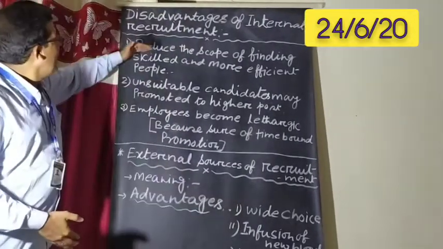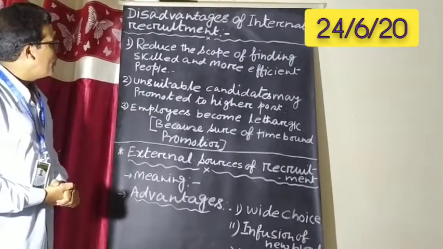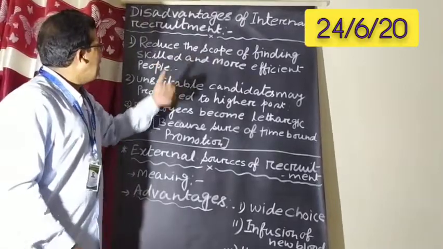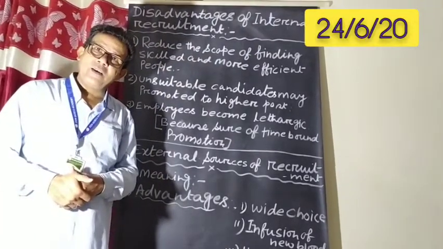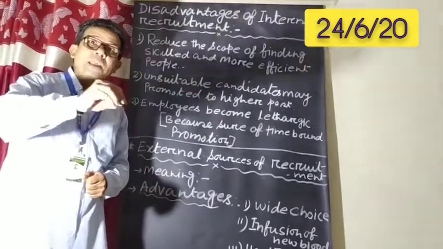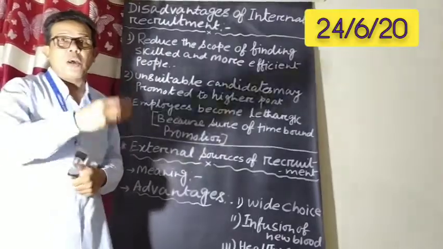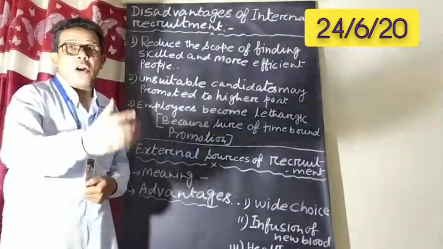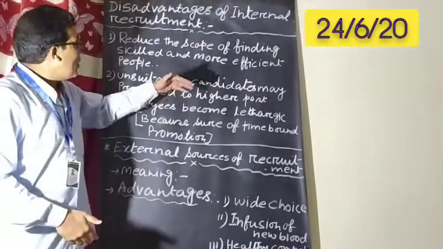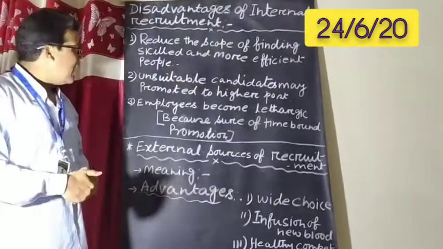So these are the disadvantages or demerits of internal sources of recruitment. Once more, it's very important. First, it reduces the scope of finding skilled and more efficient workers. Why? Because here you only motivate the workers who are already working for your organization. So you are not going to get fresh blood, the young generation, or fresh candidates. That is why they will not be as efficient as the young generation.